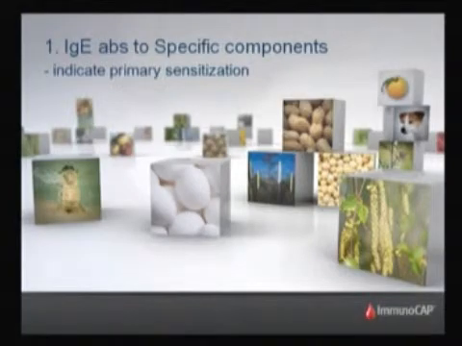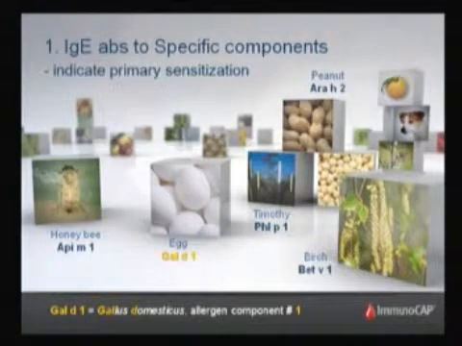So let's look at specific components in different areas. You have a few examples here for primary sensitization of specific components. You have the Api m 1 for bee. You have the Gal d 1 for egg, or ovomucoid. You have the Phl p 1 and Phl p 5 for Timothy grass. You have the birch, the Bet v 1, which is a PR-10 protein. And you have the Ara h 2, which is a storage protein, which is important in peanut. Those are examples of specific proteins for those.